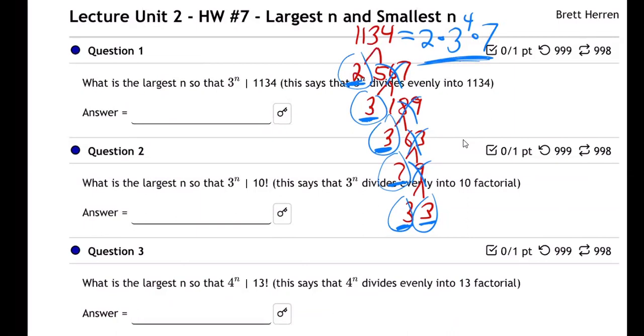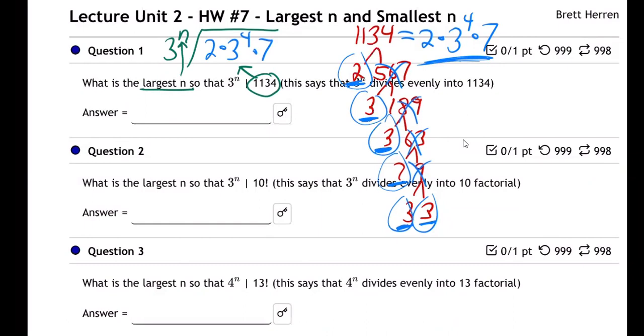So the question is then, back to the original question, 3 to what power divides evenly into 1134? Now that we know 1134 is 2 times 3 to the 4th times 7. So 1134 is that. It's 2 times 3 to the 4th times 7. So what's the largest n? What's the largest power we can put on a 3 and have it divide into that 1134?